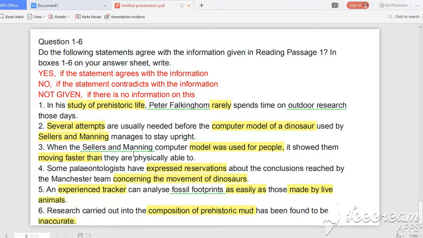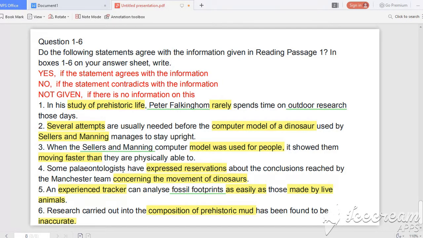And again the keywords are Sellers and Manning. Okay, and the model was used for people. Here the keyword is people, because in the previous question it's a computer model of a dinosaur, and here it is used for people, and the qualifying words are faster than. We need to keep this in mind while answering the question. All right, let's move to the next question.